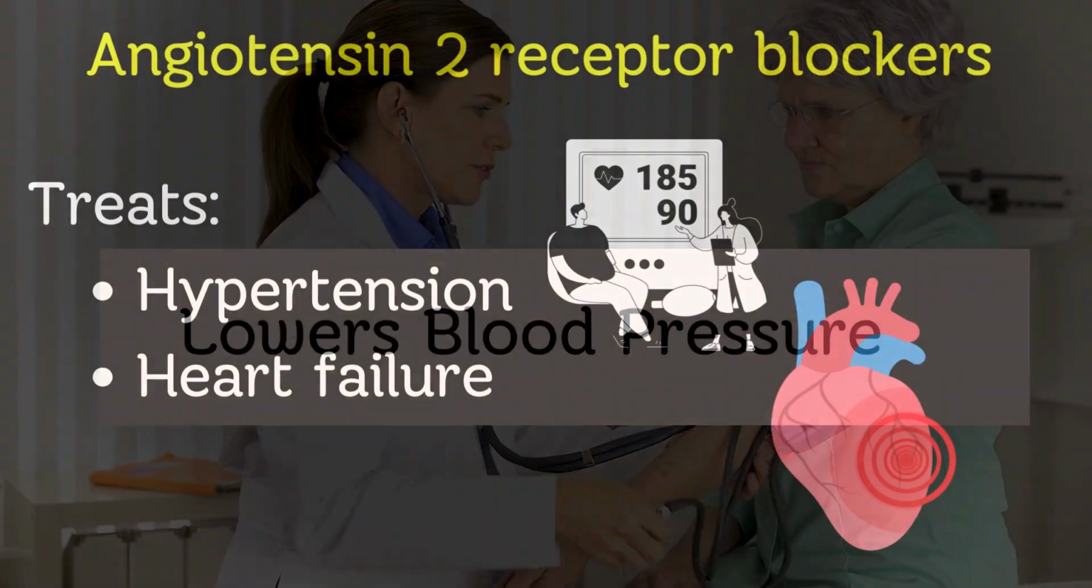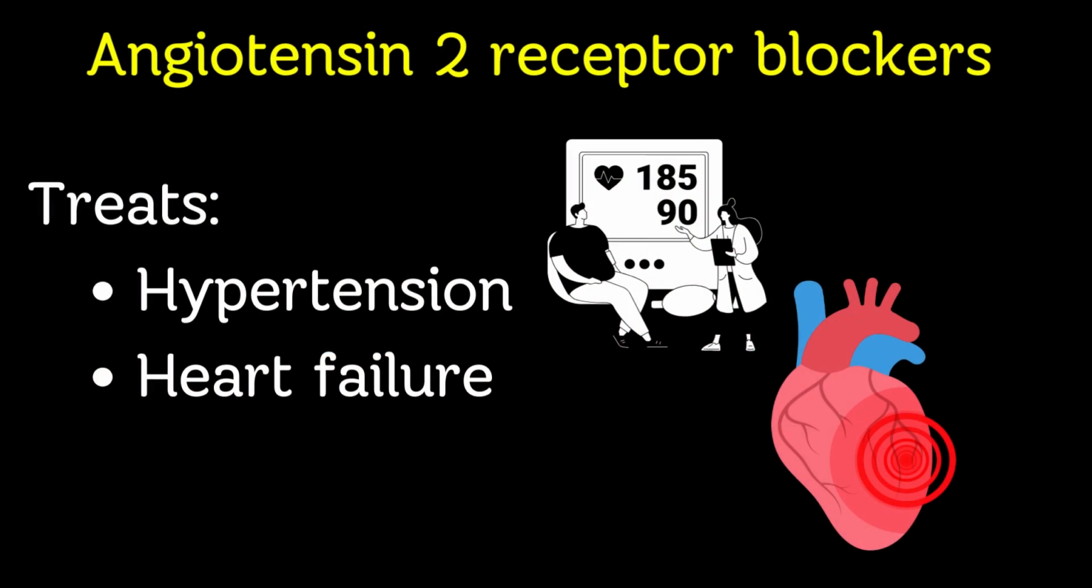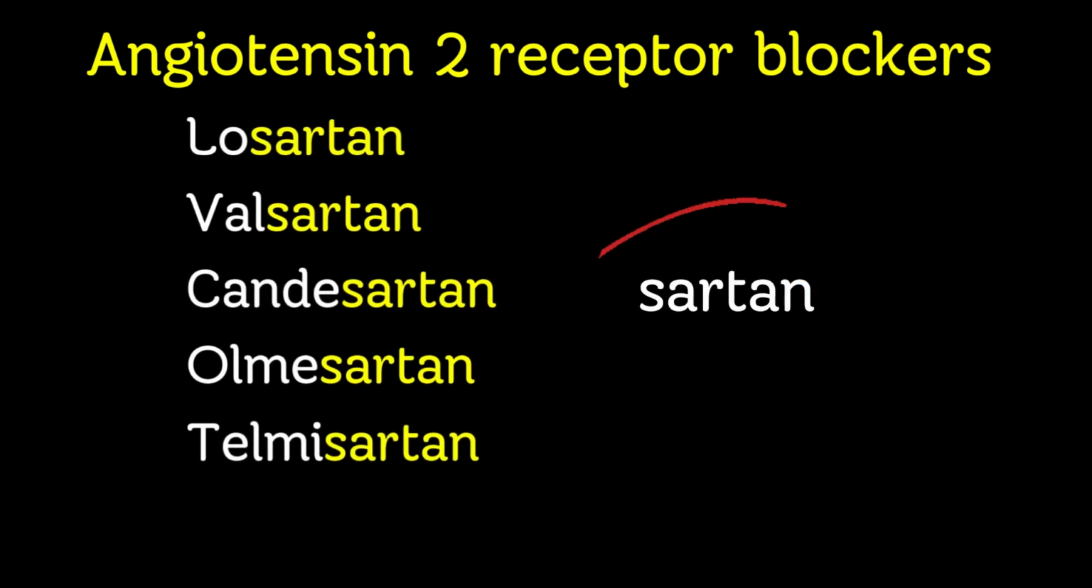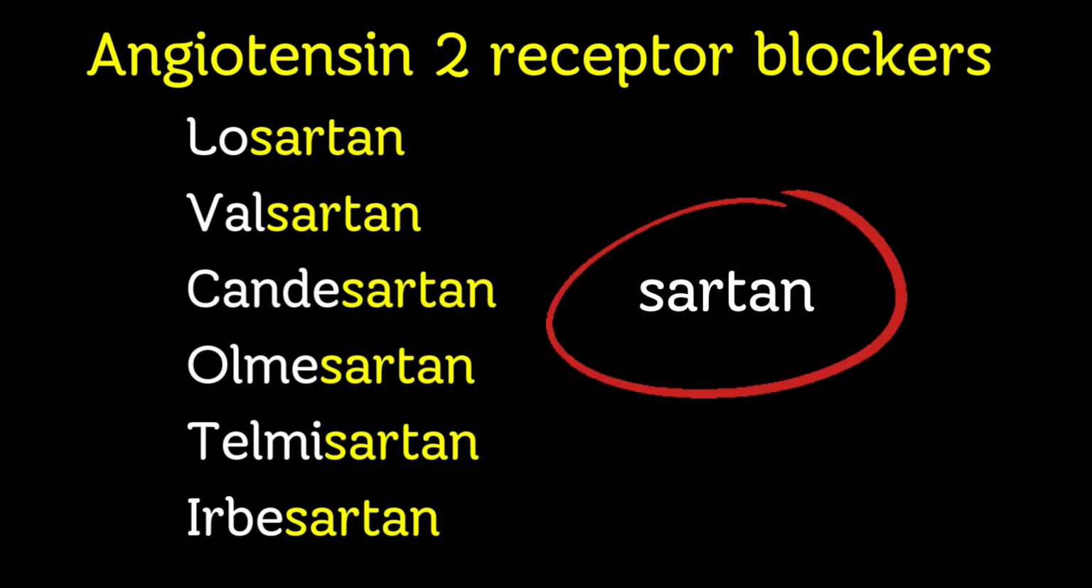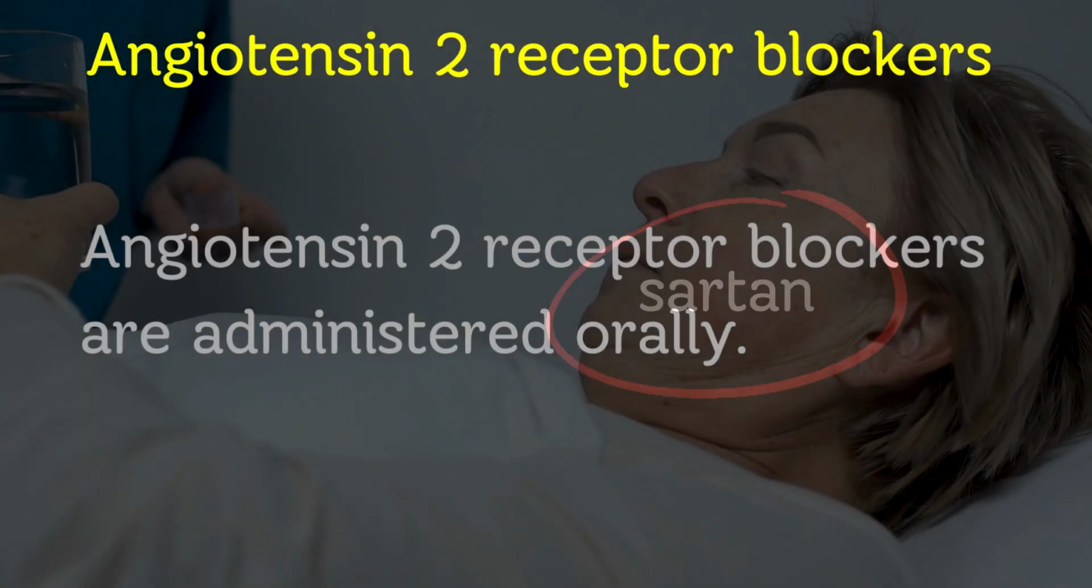Angiotensin II receptor blockers are used to treat hypertension and heart failure secondary to ACE inhibitors. How do we identify angiotensin II receptor blockers? They end in sartan: losartan, valsartan, candesartan, olmesartan, telmisartan, irbesartan. Angiotensin II receptor blockers are administered orally.